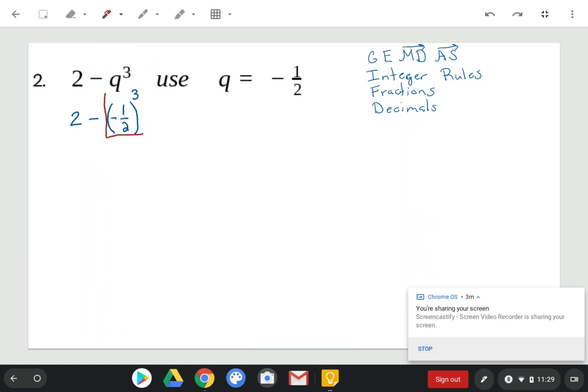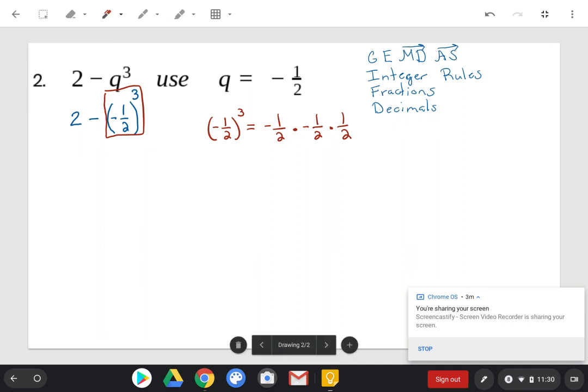So here's where we've got to remember what that means. So off to the side, I'm going to do some scratch work. Negative 1/2 to the third power is equal to negative 1/2 times negative 1/2 times negative 1/2. Okay, so I'm going to go from left to right.